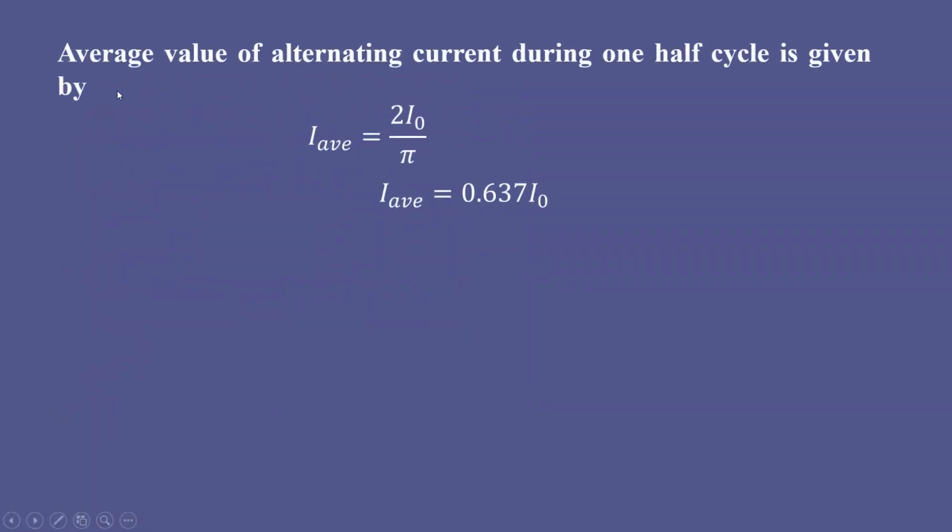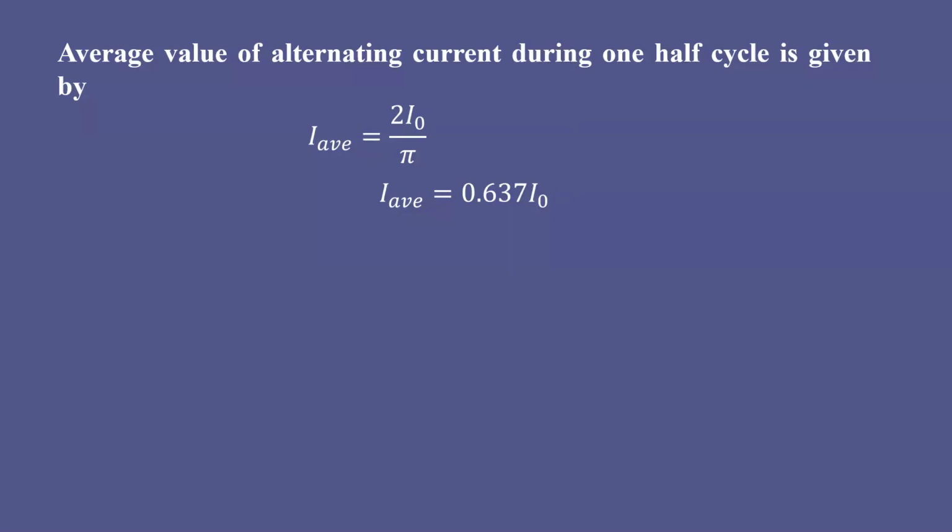Then what is the average value of alternating current? What is the average value of AC in one half cycle? So that is given by I average is equal to 2 I naught by pi. So that is the average value of AC.